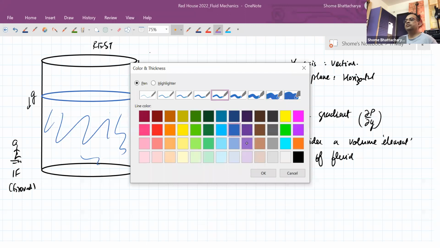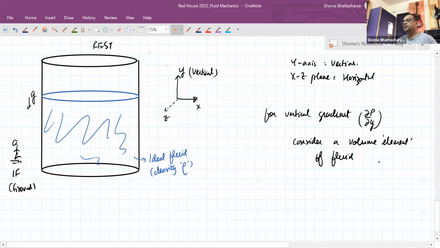The volume element itself, you can think of any shape, but here I'll take the shape of a very thin disk of fluid, which is of thickness dy, and this area is A. So I'll just consider any such volume element of fluid that is lying arbitrarily inside the volume of fluid over here. You have this whole body of fluid which is at rest, and now I'm just considering a small volume element of it.